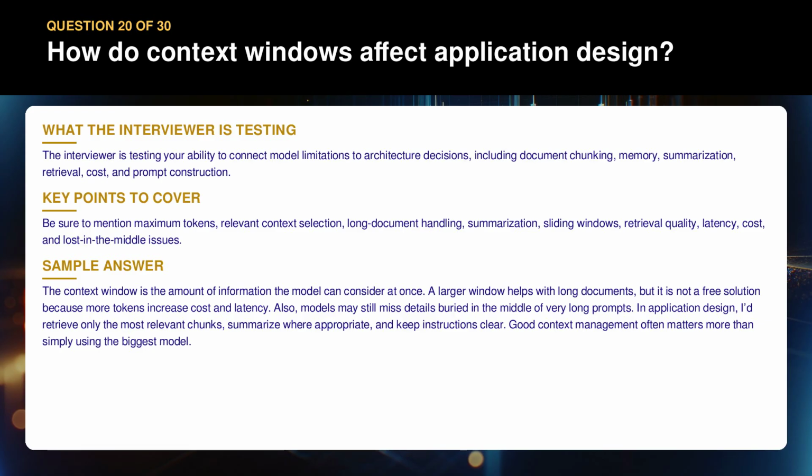The context window is the amount of information the model can consider at once. A larger window helps with long documents, but it is not a free solution because more tokens increase cost and latency. Also, models may still miss details buried in the middle of very long prompts. In application design, I'd retrieve only the most relevant chunks, summarize where appropriate, and keep instructions clear. Good context management often matters more than simply using the biggest model.